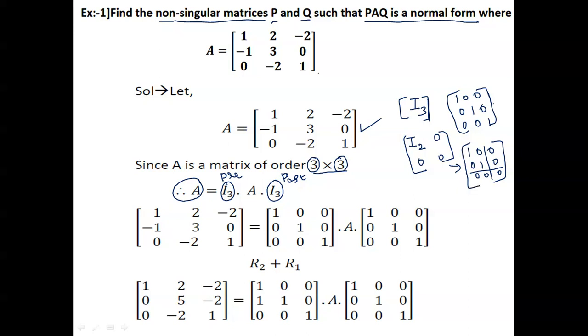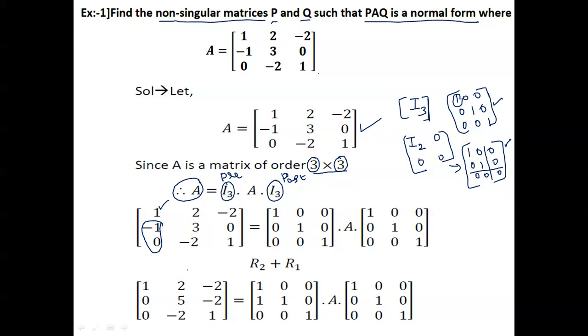So either we go for this form or this form. We observe that in the first row, the first element is 1, and all the remaining elements are 0. In the same way, in the first column, the first element is 1, and all the remaining elements are 0. Now we have to make the minus 1 into 0.